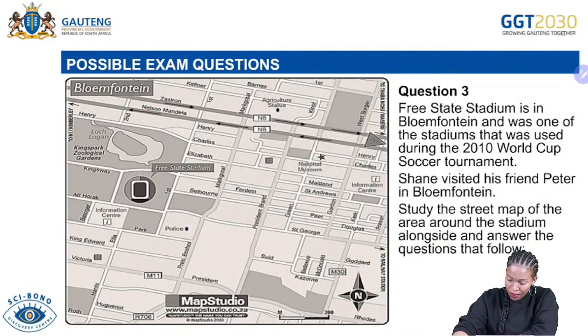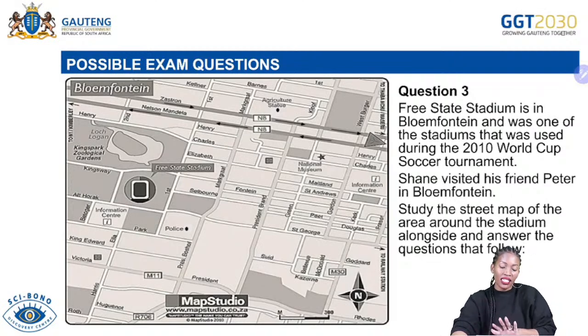And then guys, here is a possible exam question. Let's hear what they are saying here. They say Free State Stadium is in Bloemfontein and was one of the stadiums that was used during the 2010 World Cup soccer tournament. Shane visited his friend Peter in Bloem. Study the street map of the area around the stadium alongside and answer the questions that follow.